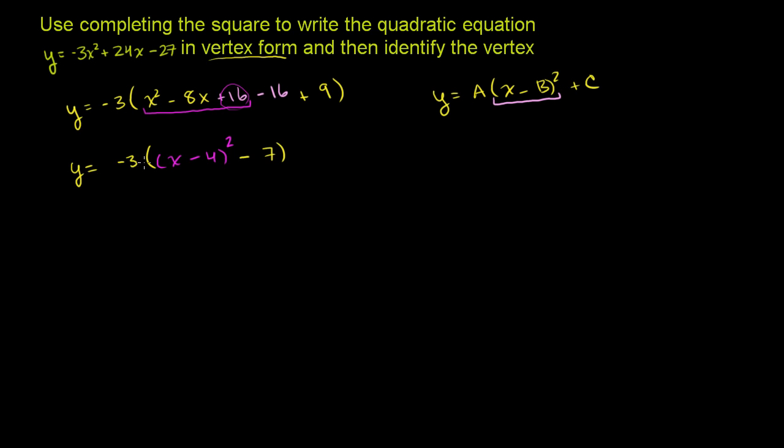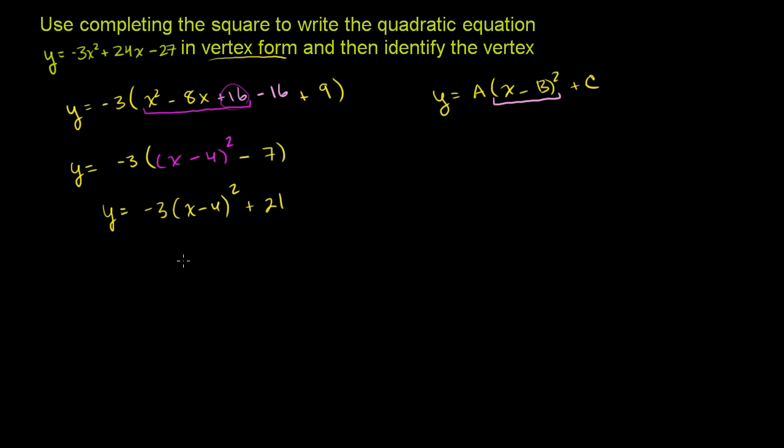We have y is equal to negative 3 times this whole thing. Not quite there. To get it there, we distribute the negative 3 onto both of these terms. So we get y is equal to negative 3 times x minus 4 squared. And negative 3 times negative 7 is positive 21. So we have it in our vertex form.